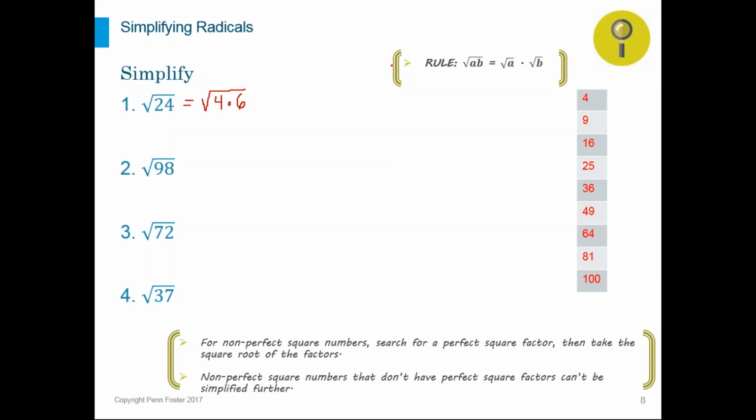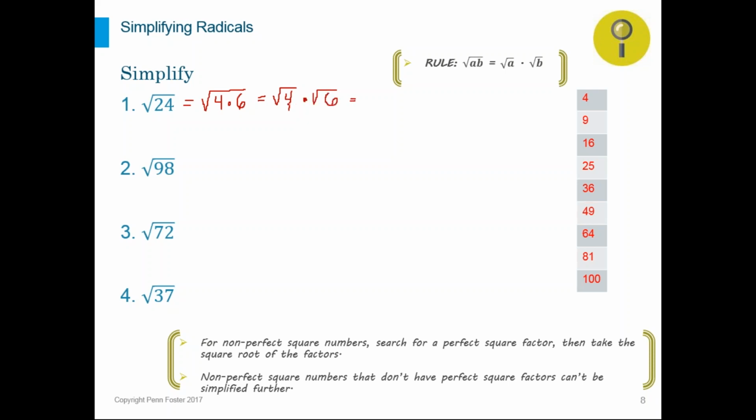Now, the rule that you see here on the top gives you a way to apply the square root sign to the 4 and to the 6. It says if you have two expressions, two variables, two numbers multiplied under the square root sign, you actually can distribute the square root sign over each of them. So that is equivalent to the square root of 4 times the square root of 6.